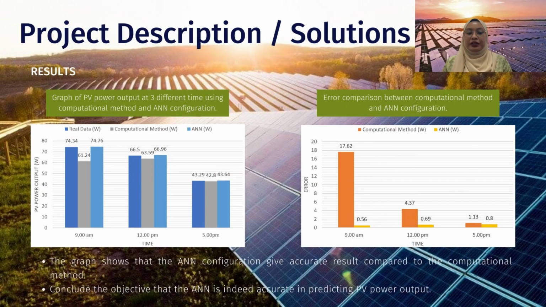The result for this project can be seen on the graph. The left shows the graph of the difference between ANN, computational method, and real data at 3 different times in one day. The right graph shows the error of comparison between the computational method and ANN method. From the error graph, it shows that the ANN can predict a more accurate result to the real data compared to the computational method. Thus, this concludes the project objective, where the ANN indeed can predict more accurate PV power output.